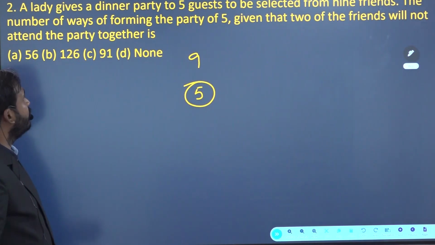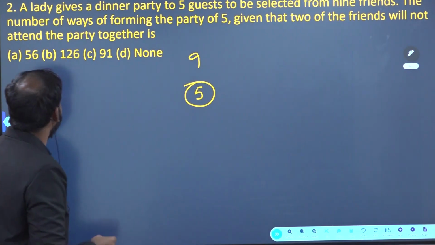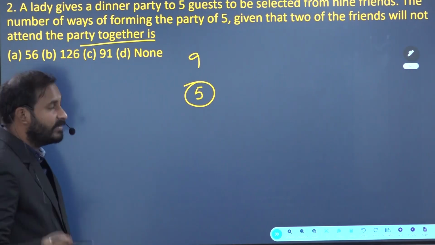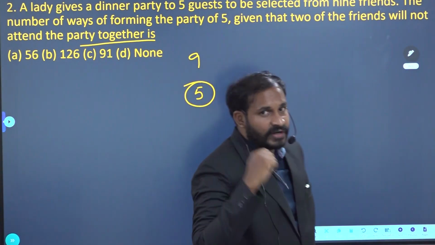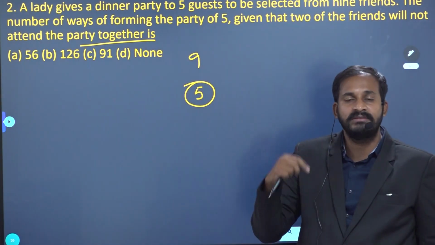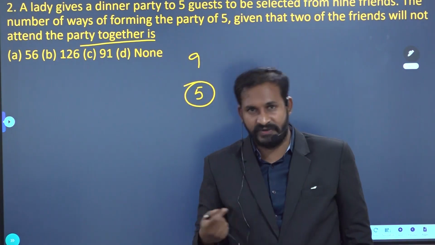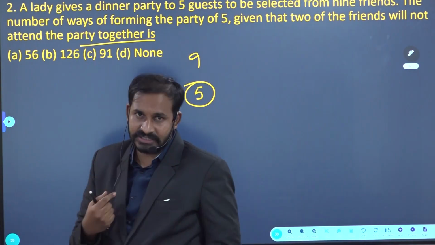Now, the number of ways of forming the party of 5, given that 2 of the friends will not attend the party together. That means out of these 9 guests, there are 2 friends who will not always come together. That means if one person attends, the other will not come. So how can we find it? See, directly it is impossible.